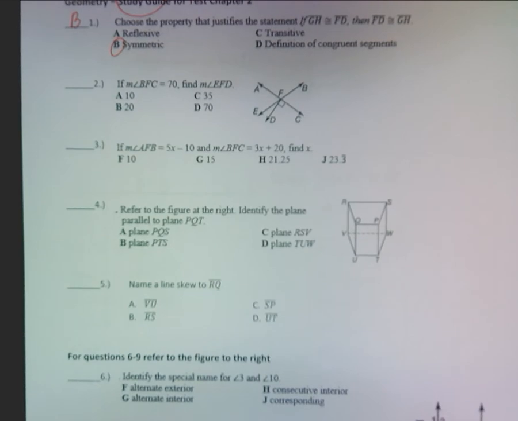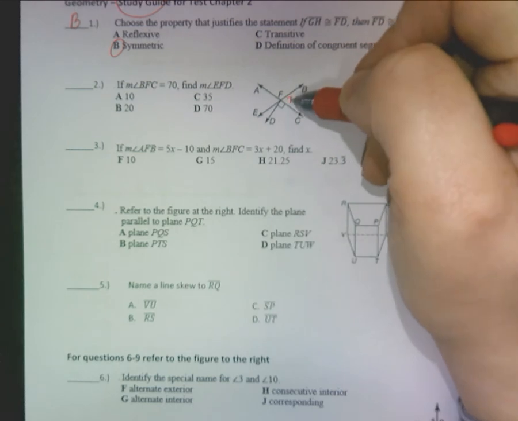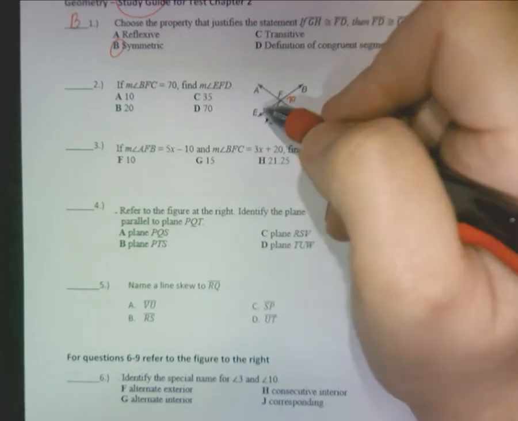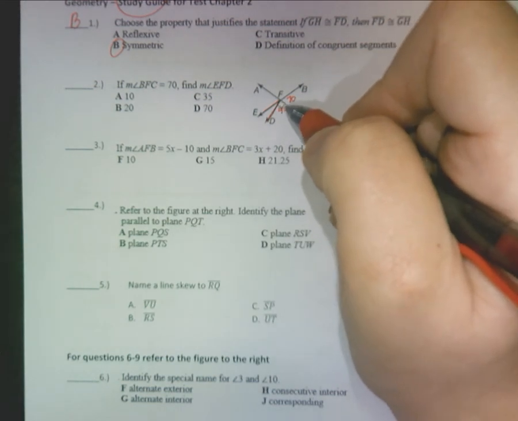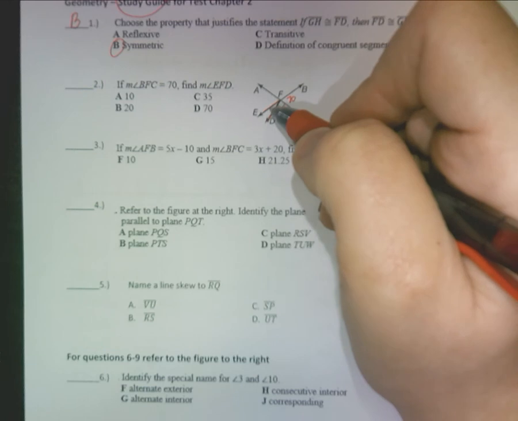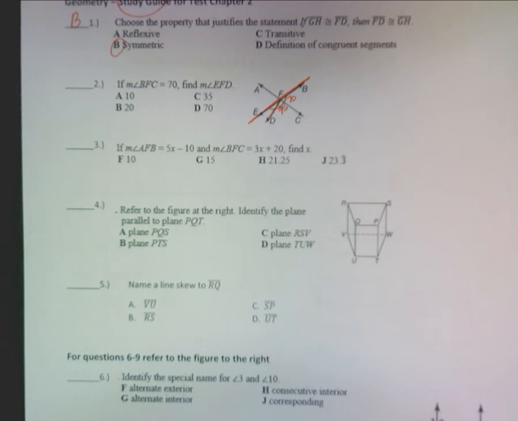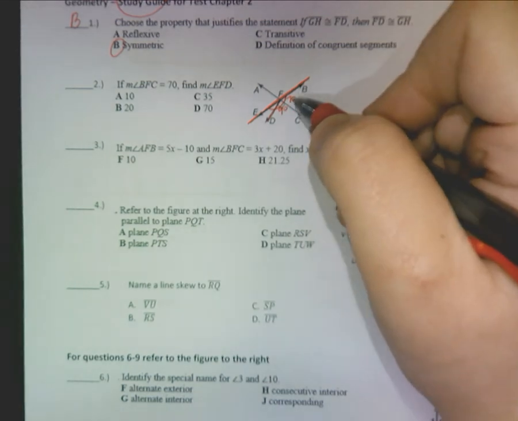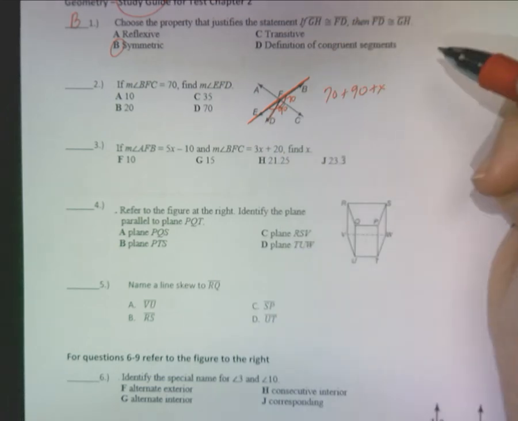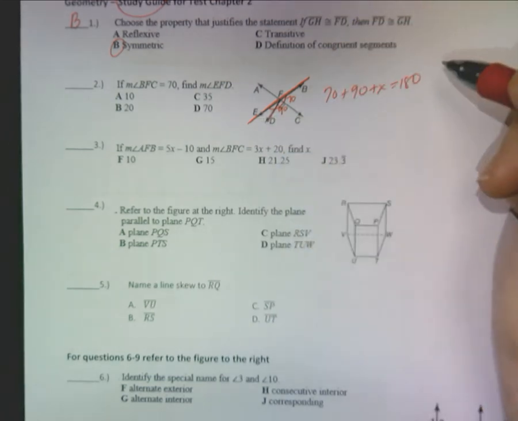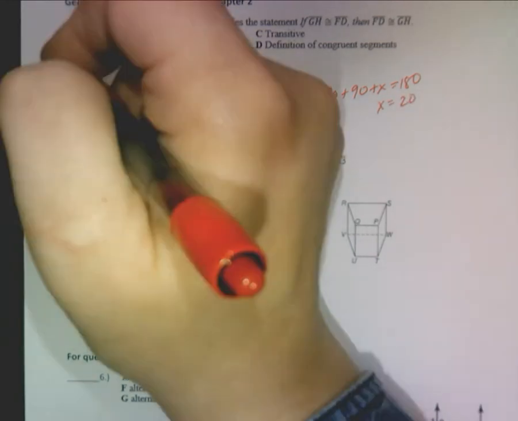All right, number 2. If the measure of angle BFC is 70, find angle EFD. Well, I know this angle right here has a box, so I know that's 90. And if I put all 3 of these together, I make a line, 180. So the 70 plus the 90 plus, we'll call it X, the X angle, should equal 180. So subtract, X is equal to 20.